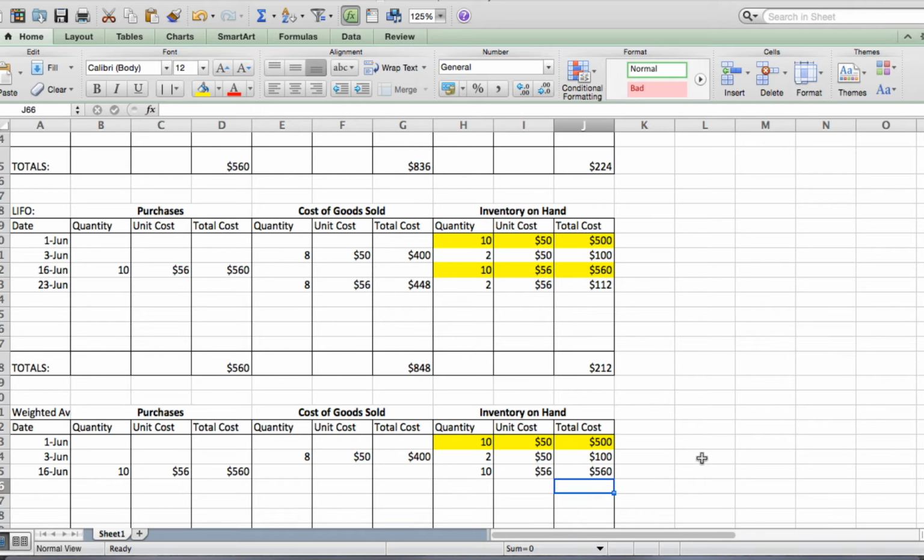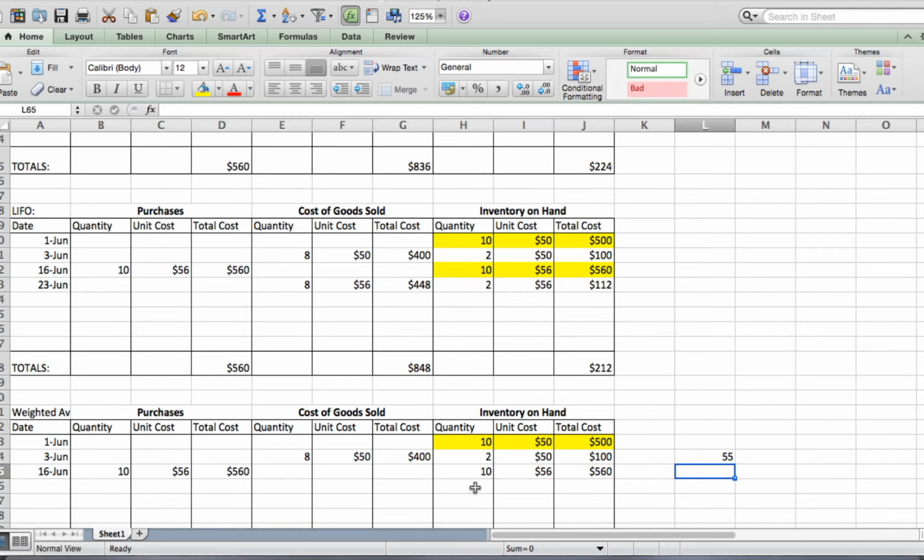To do that, all I have to do is add up total costs and divide that by the total quantity. Right now I have a total cost of inventory of $660. So I'm going to do equals 660 divided by total number of units, 12. And my average cost right now is $55 a unit.